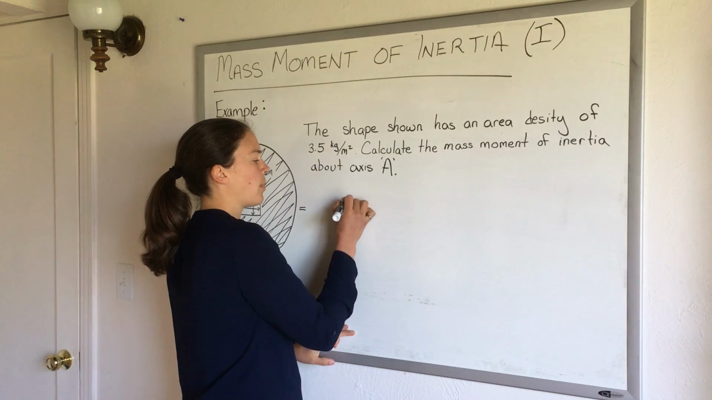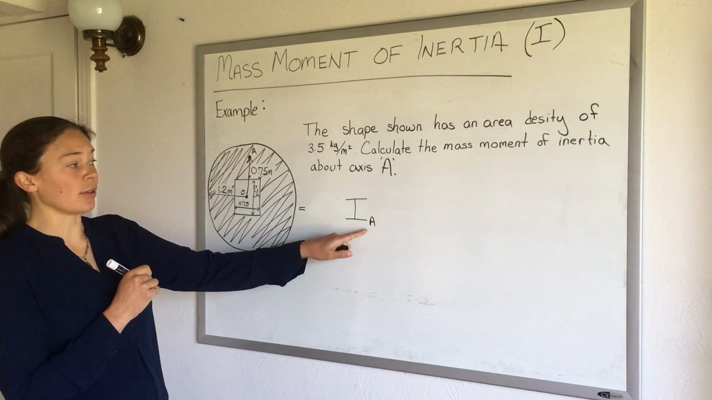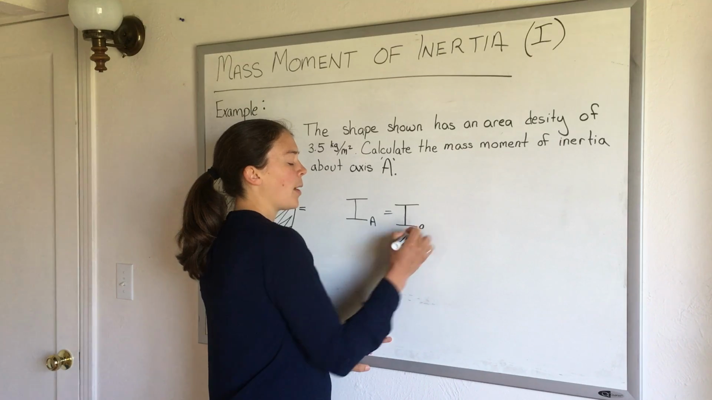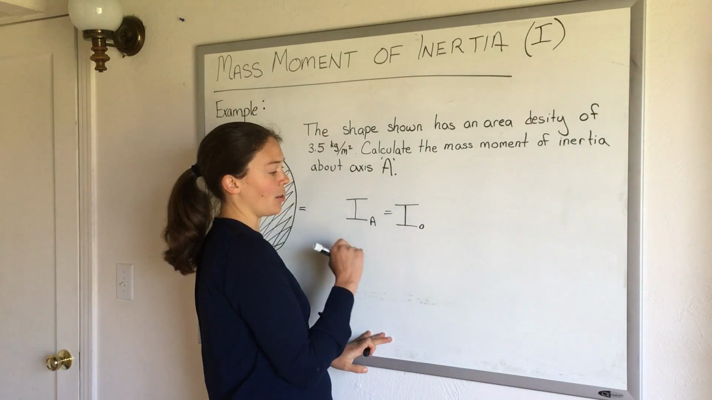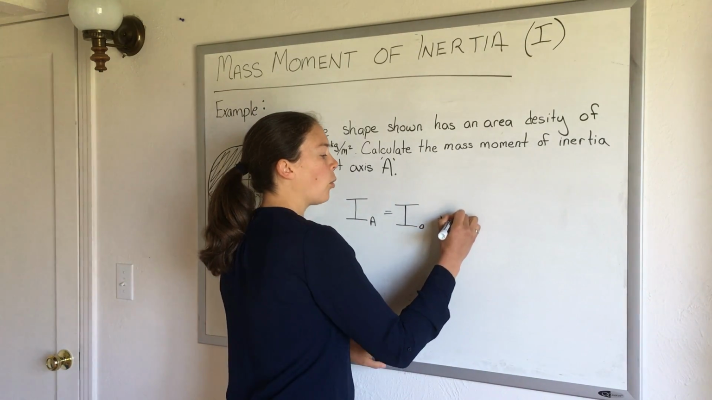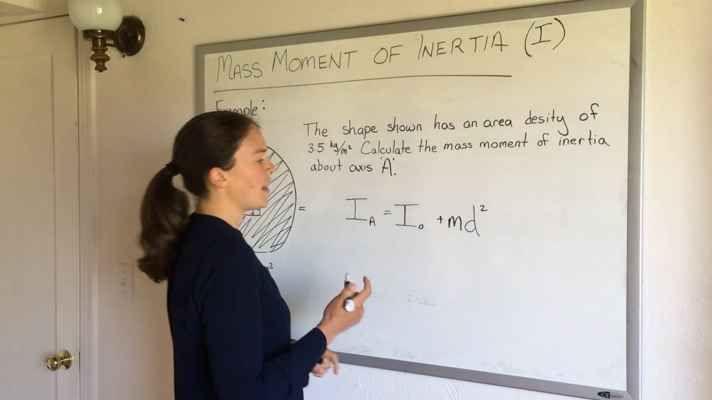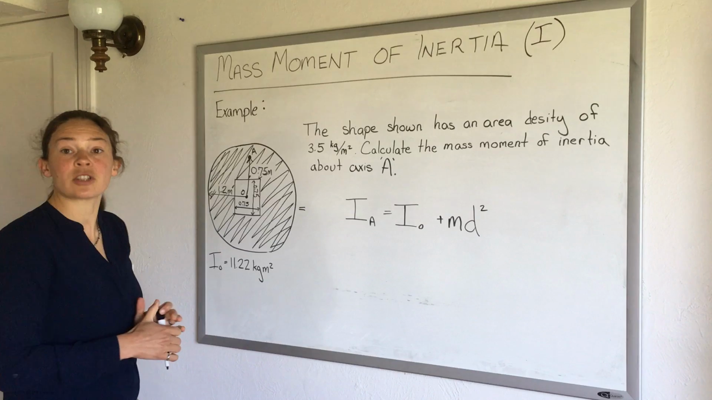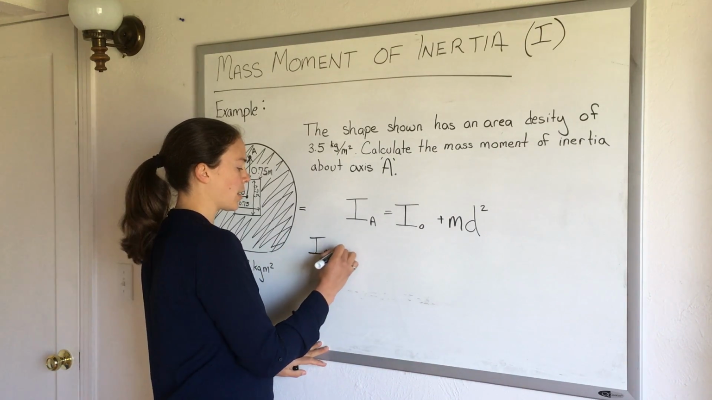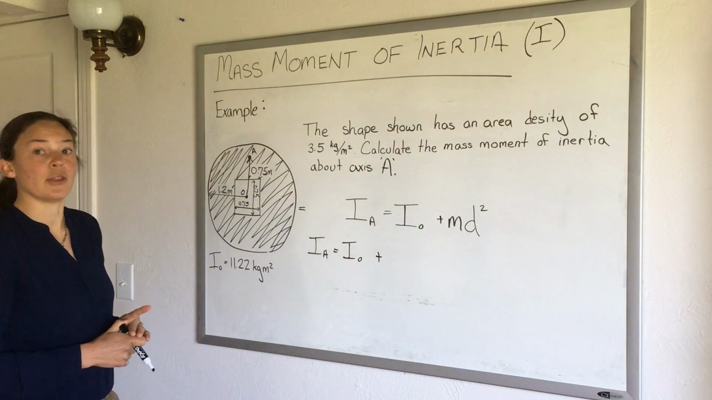You might remember parallel axis theorem. In this case, I'll say the mass moment of inertia about that parallel axis A will be the mass moment of inertia about the parallel axis that I know it about. In this case, it'll be that center, the I_O, plus the total mass of my object times the distance between those two axes, between O and A, squared. So in this case, I know my I_O, so that's easy. We did that earlier.